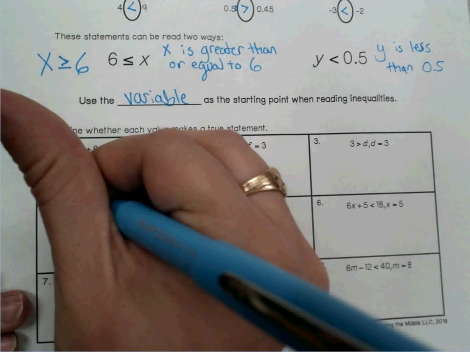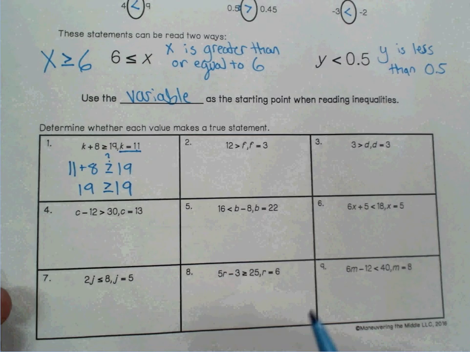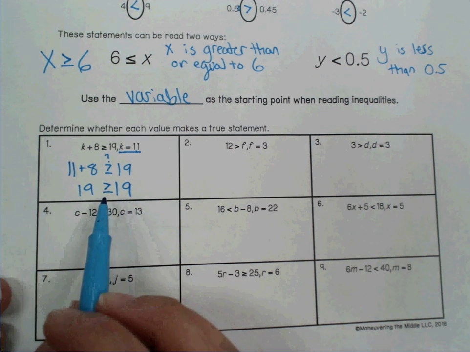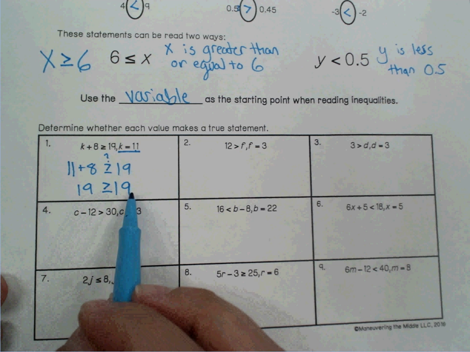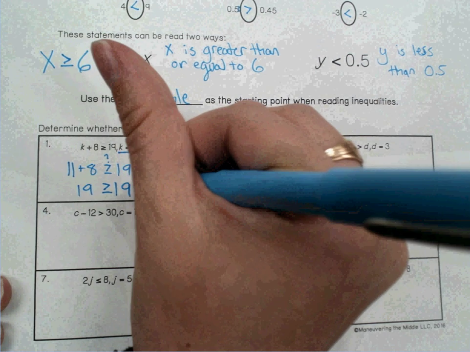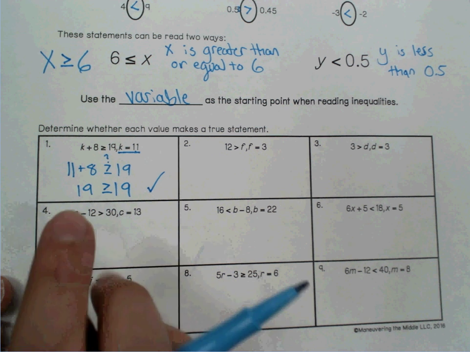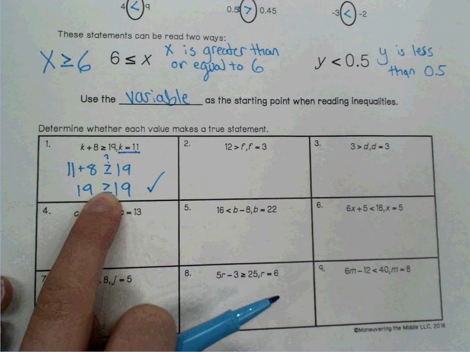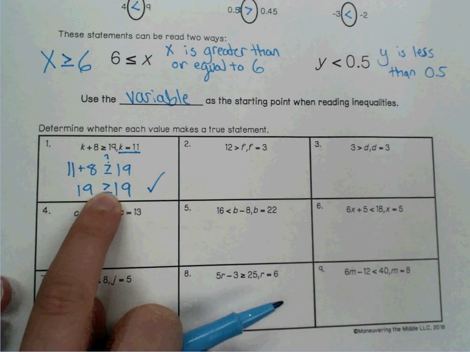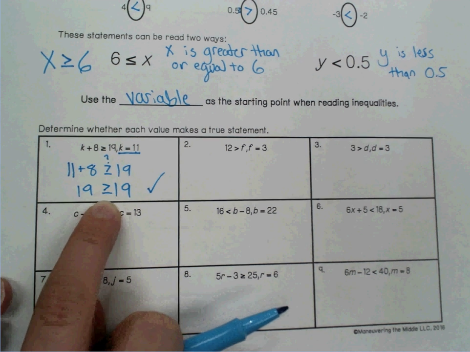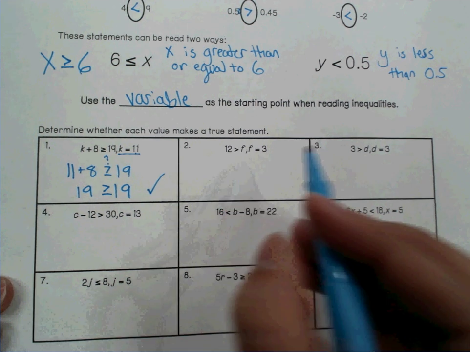So 11 plus 8 is 19. And 19 is equal to 19. And since we have this little line saying 19 is greater than or equal to 19, it does work. If there was not this little line under, it would say 19 is greater than 19, and 19 is not greater than 19. Since they're equal, we have that line there. This does work.